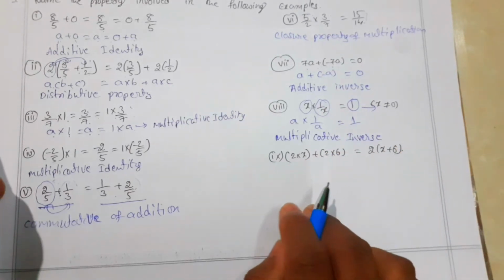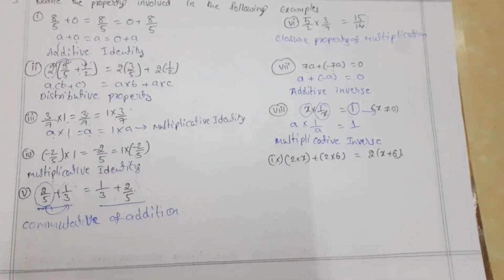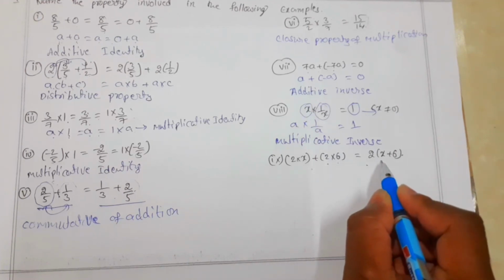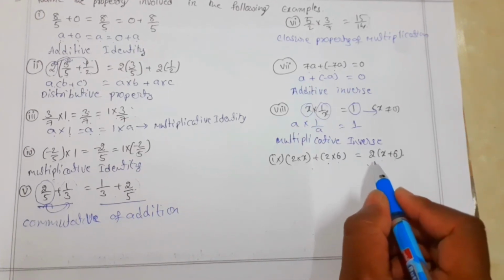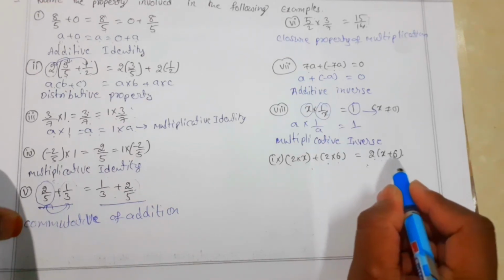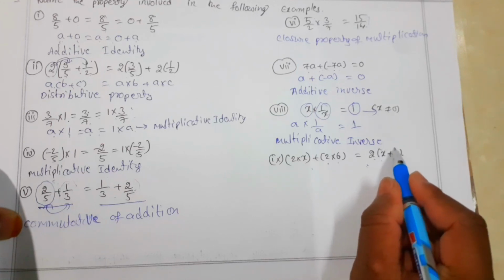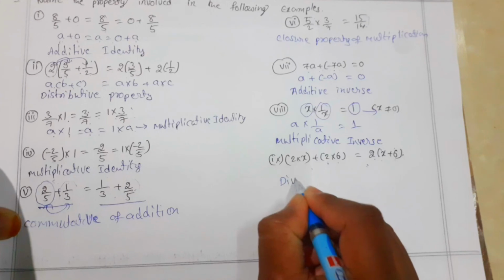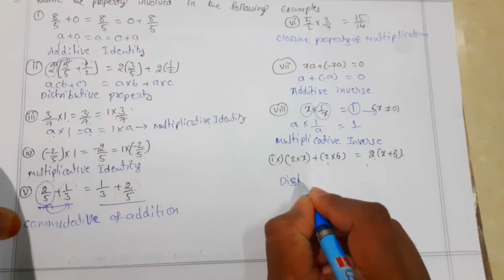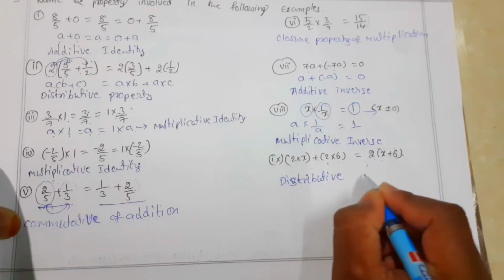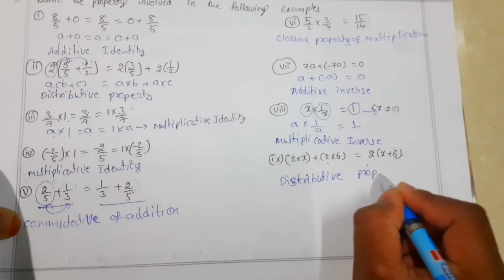Okay, and if you see the next one, which is the last problem, we have 2 into x plus 2 into 6 is equal to 2 of x plus 6. So this is the distributive property. Here 2 of x plus 6 can be written as 2 into x plus 2 into 6, as they have written. So this represents the distributive property.